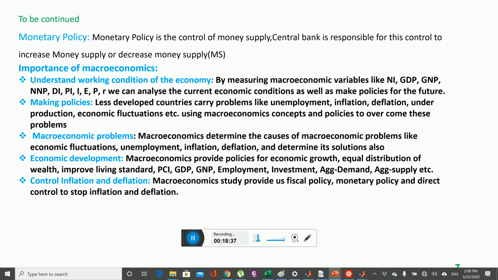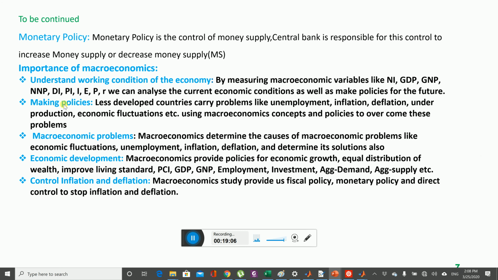It means the output of the state is increasing, and when output increases, it means demand increases, jobs increase, per capita income increases, and the economy is moving from one lower level to the other upper level. So this is the importance of the study of macroeconomics, that macroeconomic variables are statistically measurable. We can calculate them, and we can judge the current economic condition, as well as make policies for the future.